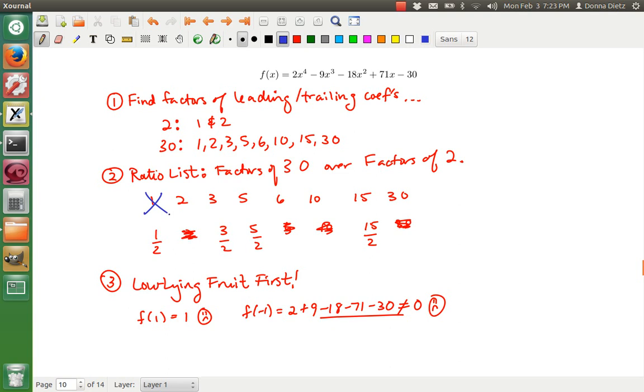And I think, okay, I really don't want to deal with any of the fractions, so the next thing I have to try is f of 2. Right, so I try f of 2. And it's going to be 2 times, let's see, 2 to the 4th, 2, 4, 8, 16, okay.